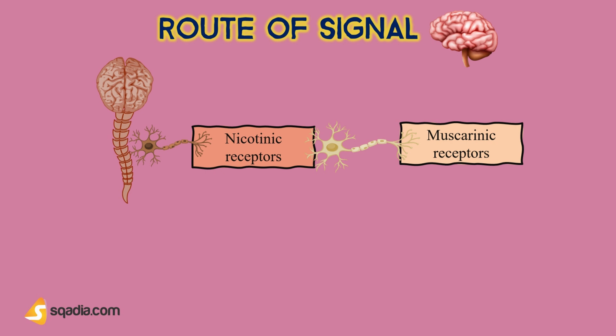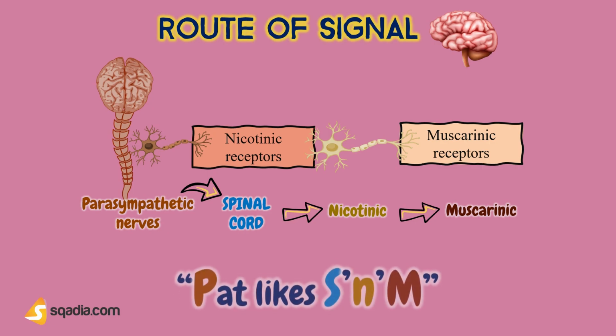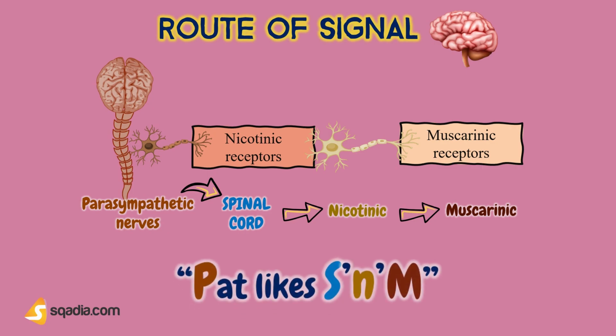Therefore, the path of these parasympathetic nerves is from the spinal cord to nicotinic receptors to muscarinic receptors, and it can be remembered by "Pat likes S&M," where P indicates parasympathetic nerves that arise from the S that represents the spinal cord. Then it goes through N, that's nicotinic, and then M, that's for muscarinic.